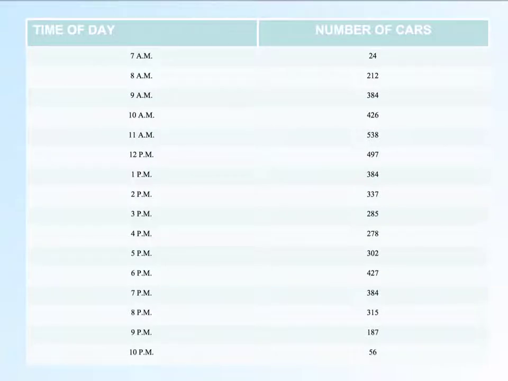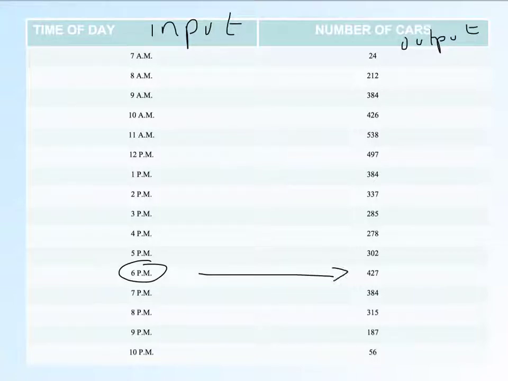So looking at the table again, for an input of 6 p.m., how many cars are in the parking lot? So remember, we identified the time of day as our input and the number of cars is our output. For an input of 6 p.m., our output is 427.